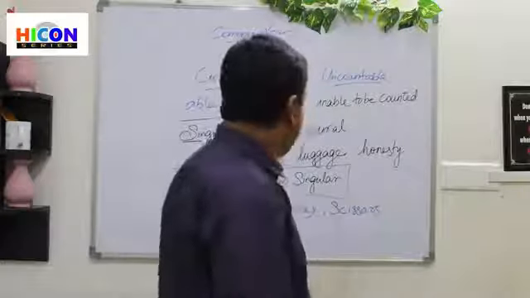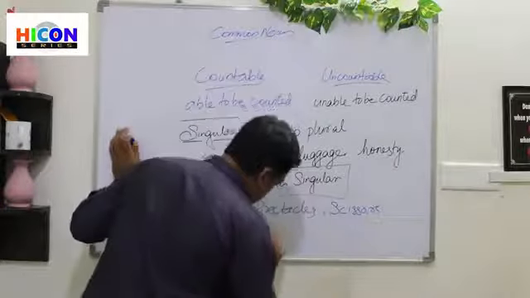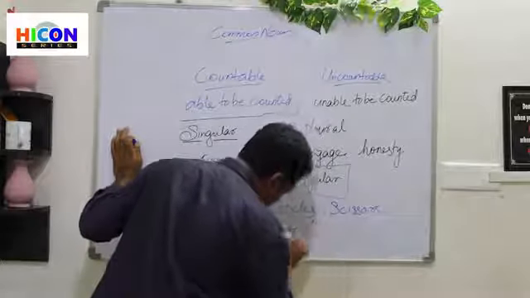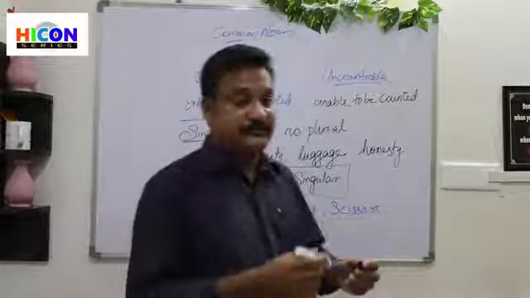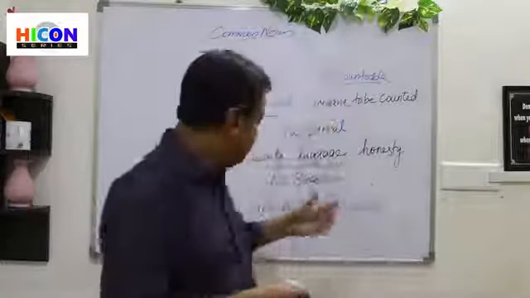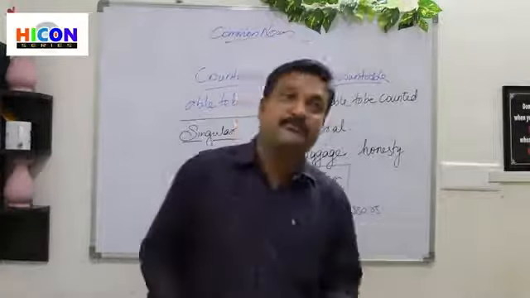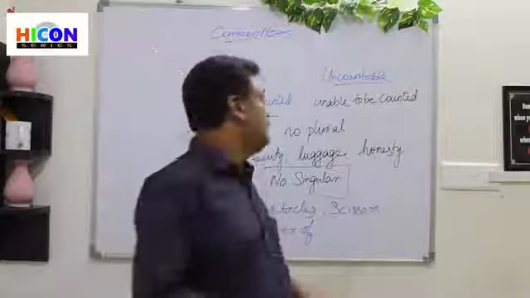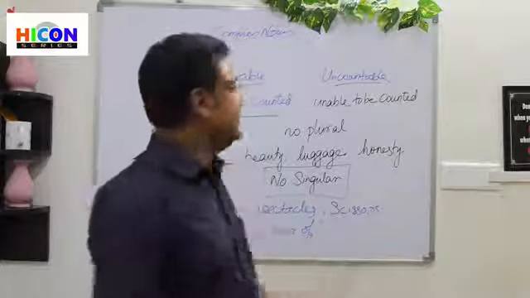Okay, usually we use a structure called a pair of. Before such kind of things: a pair of scissors, a pair of spectacles, a pair of trousers, like that. Okay, now rewind it once again.